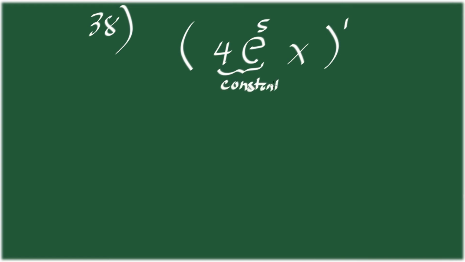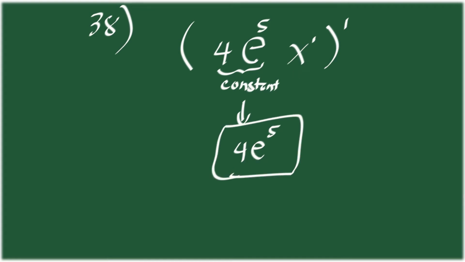Now let's say you have 4e to the 5x. So this is your coefficient here, and that is constant. So what we do is simply copy that as the derivative because you have this linear function. So the derivative is the coefficient.